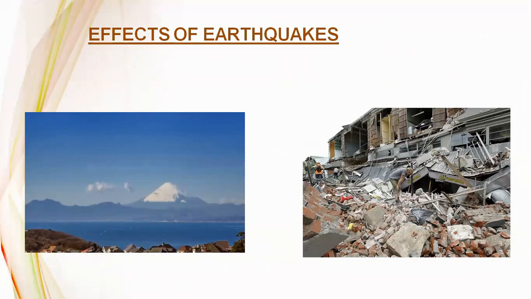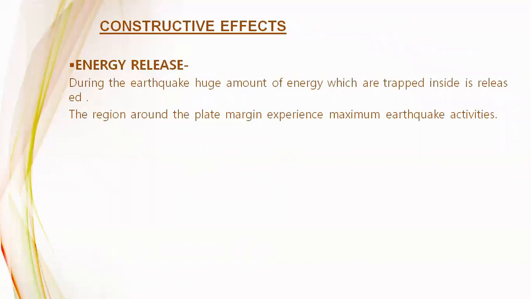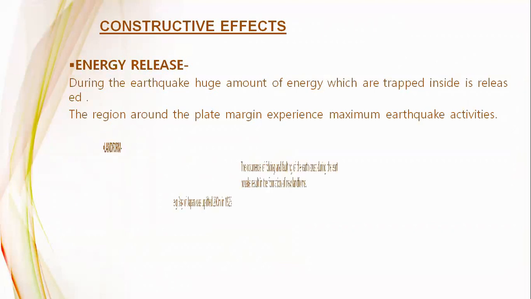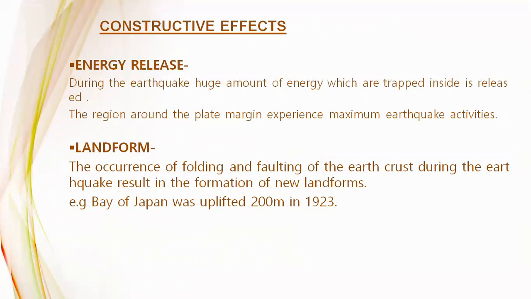Effects of the earthquake. There are two types of effect: constructive effect and destructive effect. In the constructive effect, let's first see energy release. During an earthquake, a huge amount of energy trapped inside the earth is released, which benefits the earth. This is experienced especially in plate margin areas where the maximum earthquake activity takes place. Landform: it also makes new landforms. The folding and faulting of the earth's crust during an earthquake results in the formation of new landforms. For example, the Bay of Japan, which was lifted 200 meters in 1923.